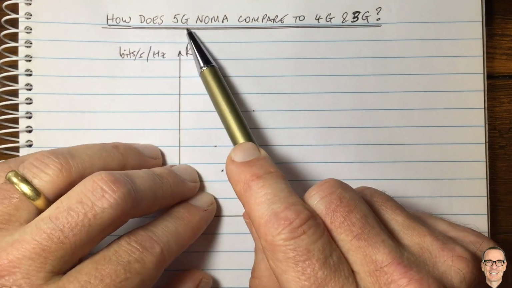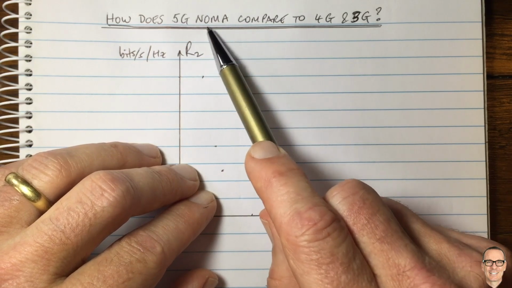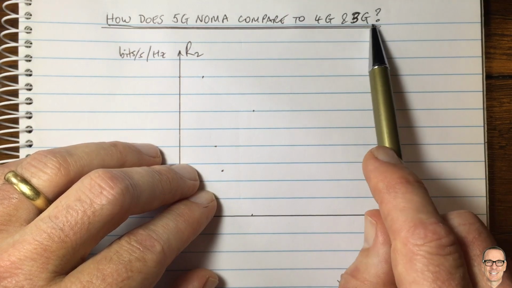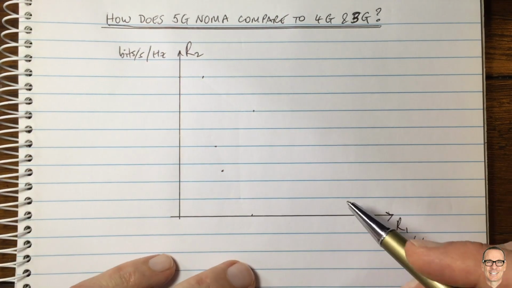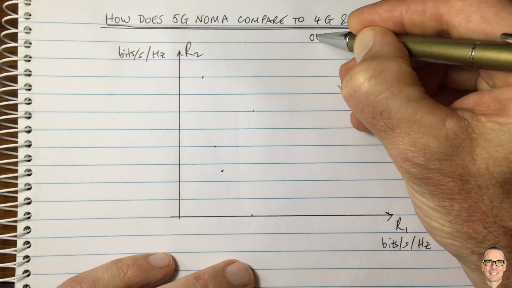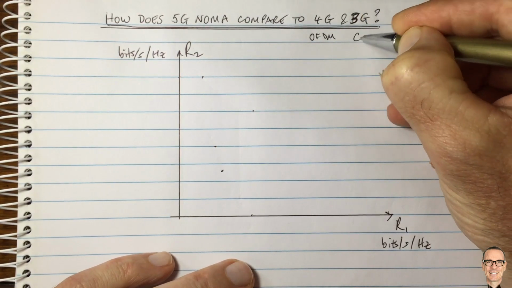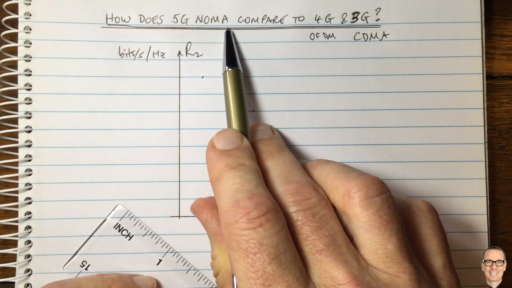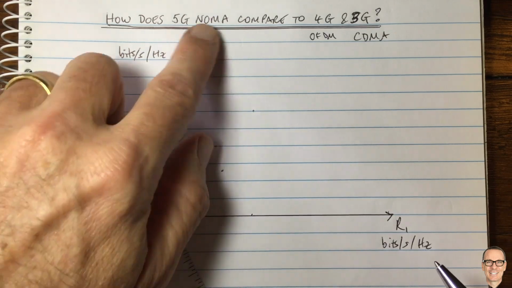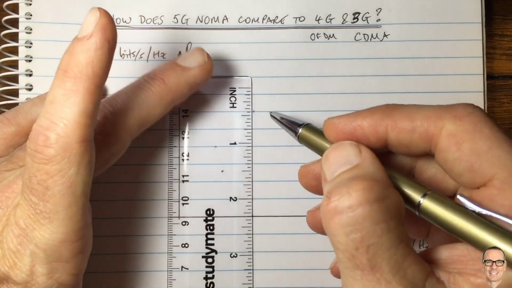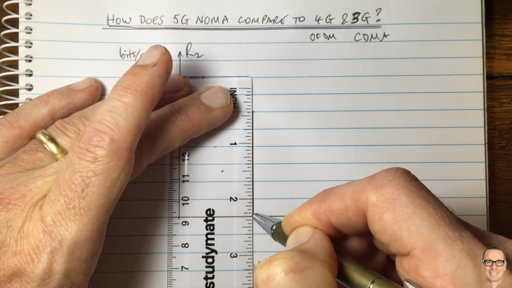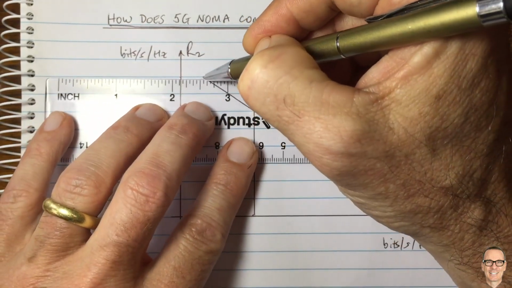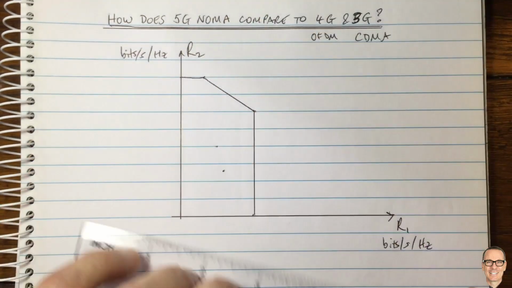So how does 5G mobile NOMA, the non-orthogonal multiple access scheme, compare to the previous schemes of fourth generation and third generation mobile comms, the OFDM and the CDMA? Okay, well, if you want to know more information about NOMA, there's a video on the channel, and NOMA uses successive interference cancellation. So let me draw the rate region for successive interference cancellation. And again, there's more information about this on another video in the link below.